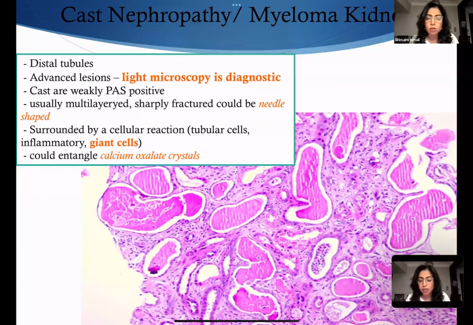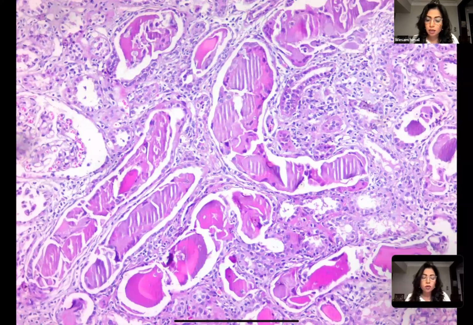As you're going to see, the next slides will show you other examples of how these casts could present. Now you have here, look at these casts, and all of these casts are surrounded by giant cells. All of these multinucleated cells here at the periphery, around 2 o'clock, you can see that these are all giant cells. So this is pathognomonic for cast nephropathy, and this is diagnostic on light microscopy level.